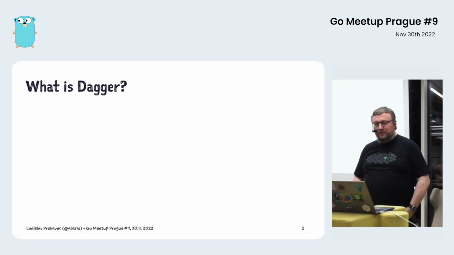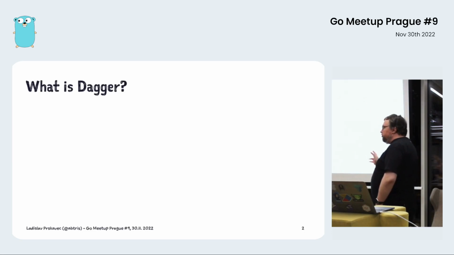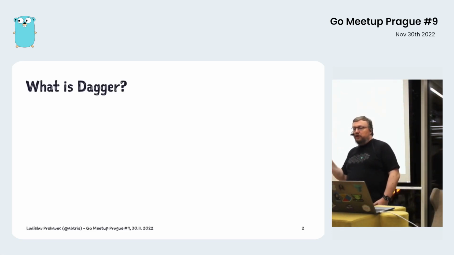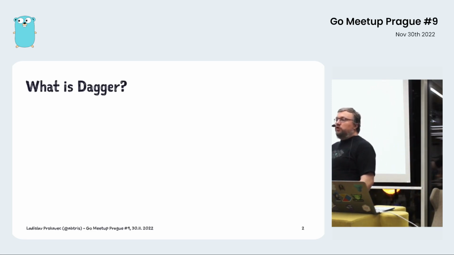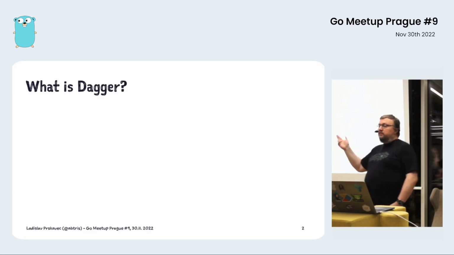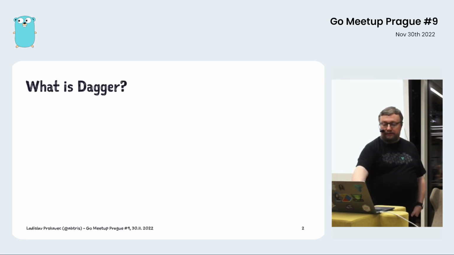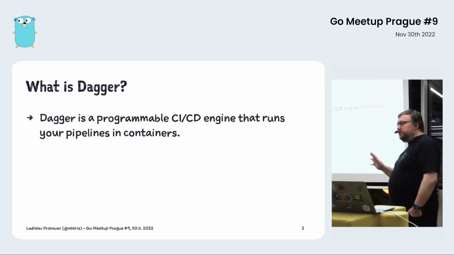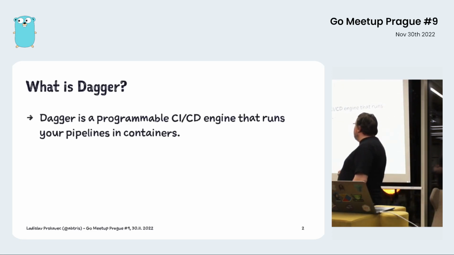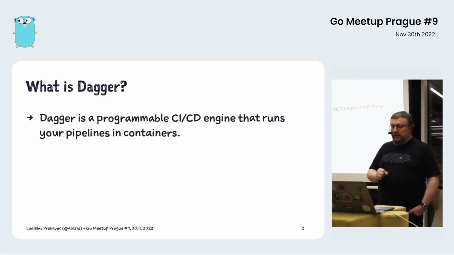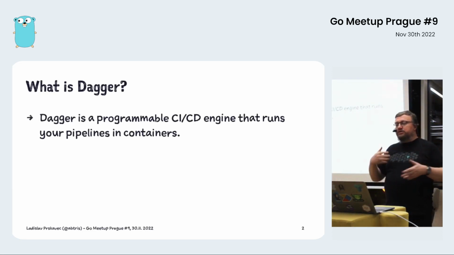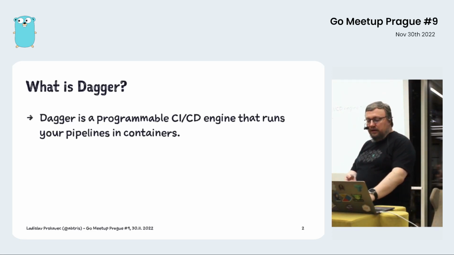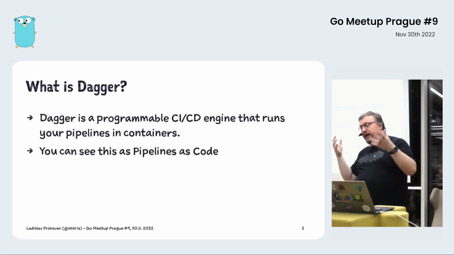What is Dagger? Dagger is a project that was co-founded by Solomon Hykes. If you know him, he is the founder of Docker. The other co-founders are Andrea Luzzardi and Sam Alba. And they created Dagger, I think, 2 years ago or something like that. Dagger is a programmable CI/CD engine that runs your pipelines. It's not a new CI. It's just a way you can use pipelines as code.